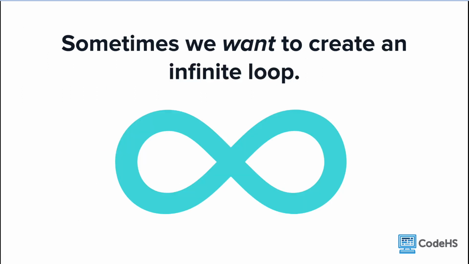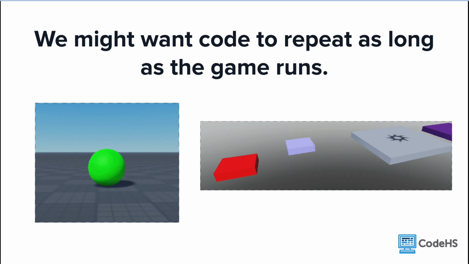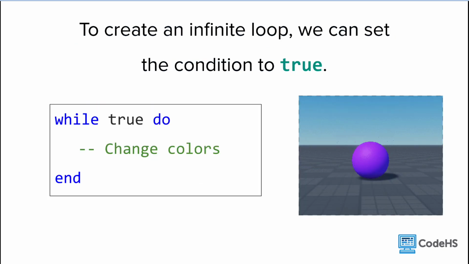However, sometimes we actually want to create an infinite loop. In Roblox, we might want code to repeat as long as the game runs. For example, we might want a part to change colors repeatedly, or to continuously disappear and reappear. To create an infinite loop on purpose, we can set the condition to true. We'll explore this further in Roblox Studio later in this lesson.